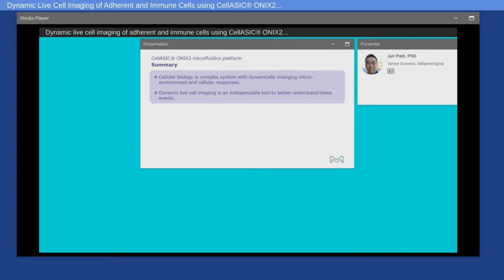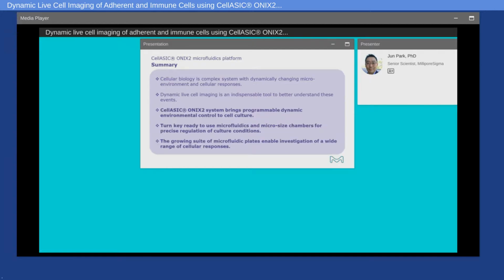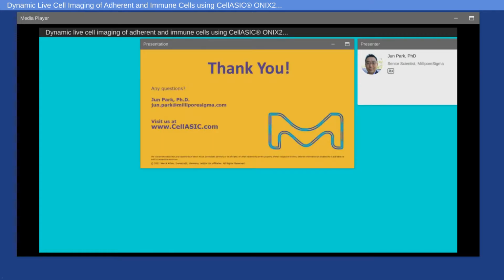Now, in summary, we know that real in vivo biology is complex and dynamic. An ability to perform dynamic live cell imaging offers a unique window of opportunity to better understand these events. With CellASIC, we can now better control the dynamic cellular microenvironment. With a turnkey offering leveraging microfluidics, our system enables a wide range of studies which can better recapitulate complex in vivo biology. With that, I would like to thank everyone.